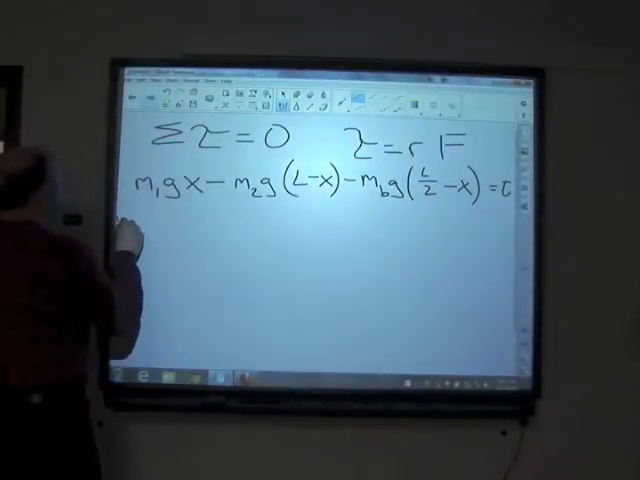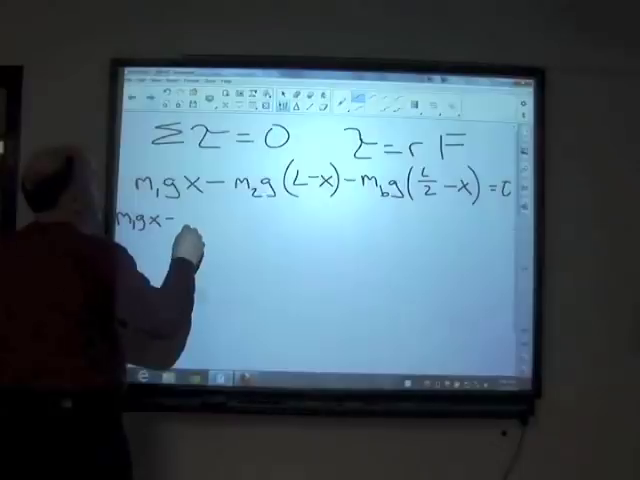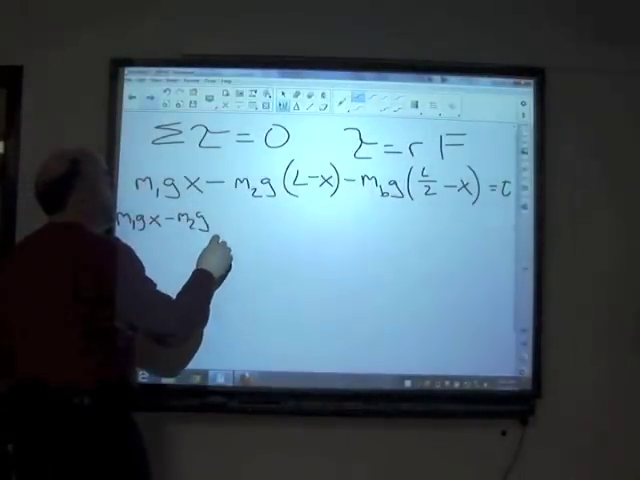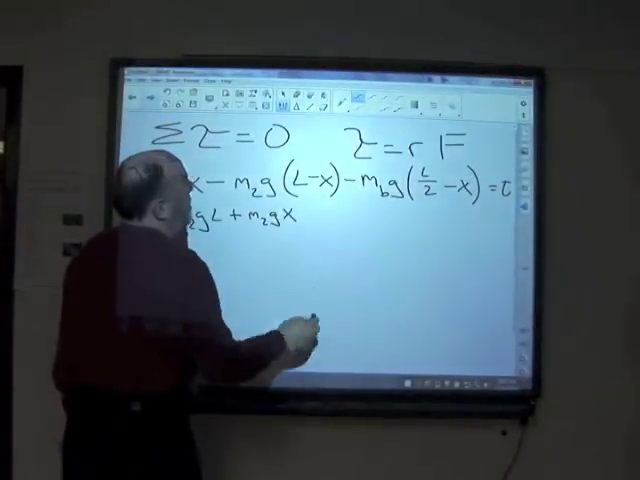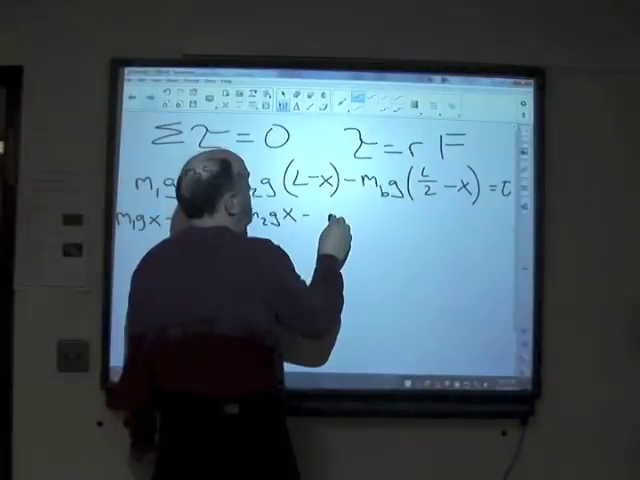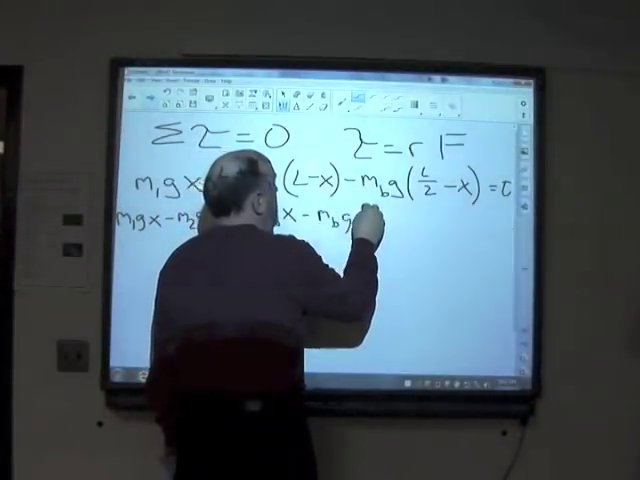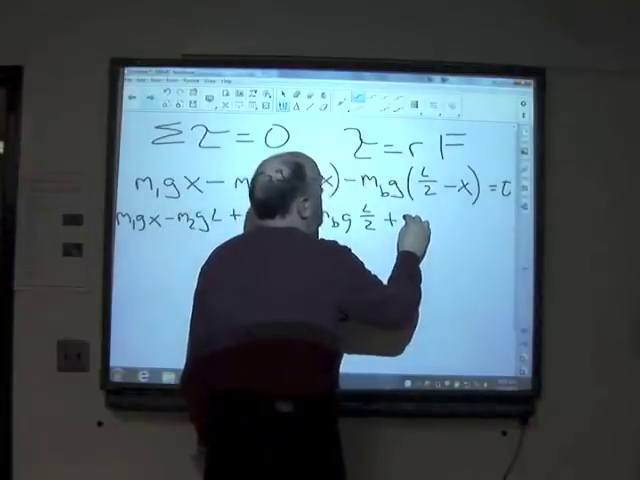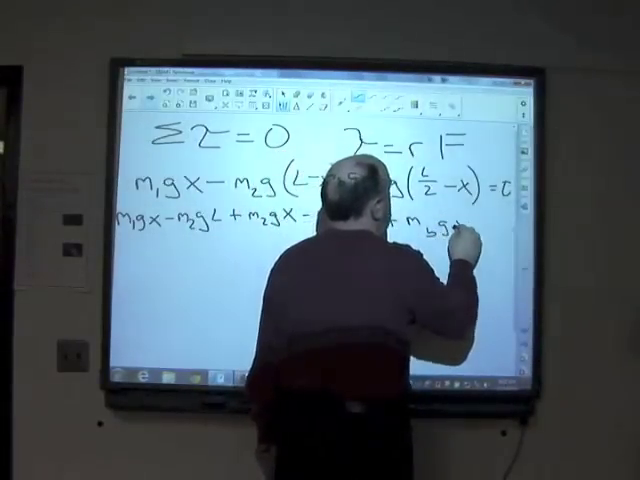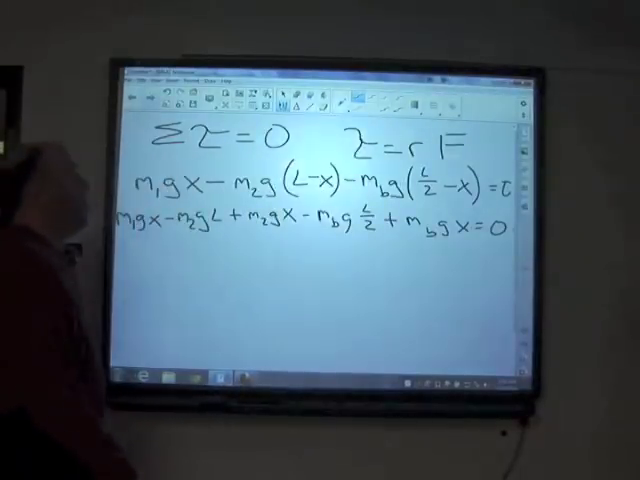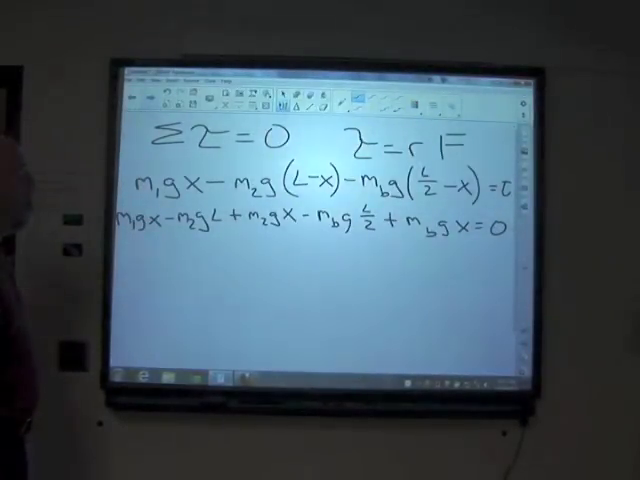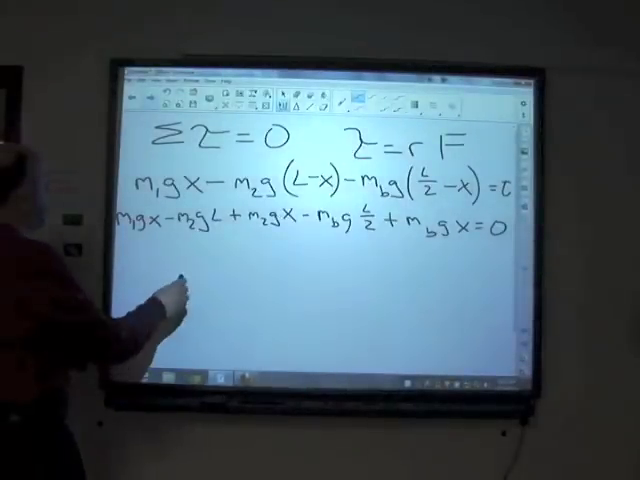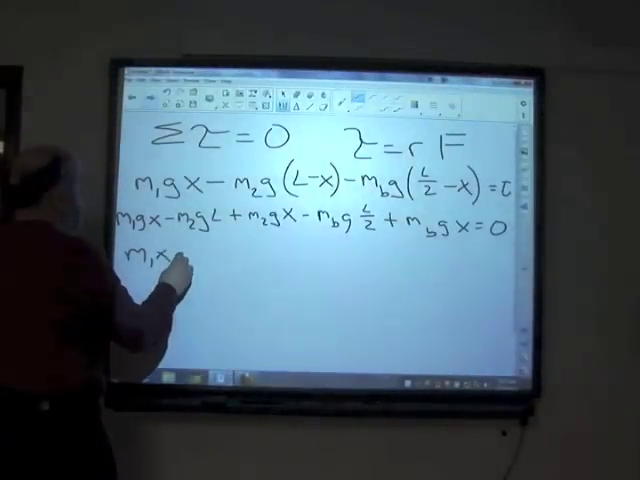So we have here m1 g x minus m2 g times L plus m2 g times x minus the mass of the board times gravity times L over 2 plus the mass of the board times gravity times x, and all of that equals 0. Well, you notice from this equation that g is common to every term, and so therefore the g will drop out, and we can eliminate the g's.